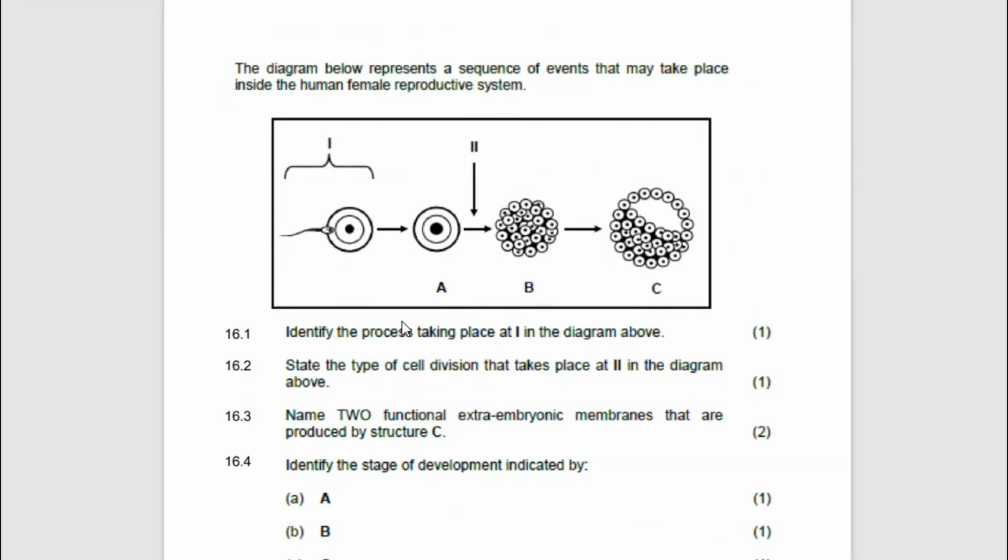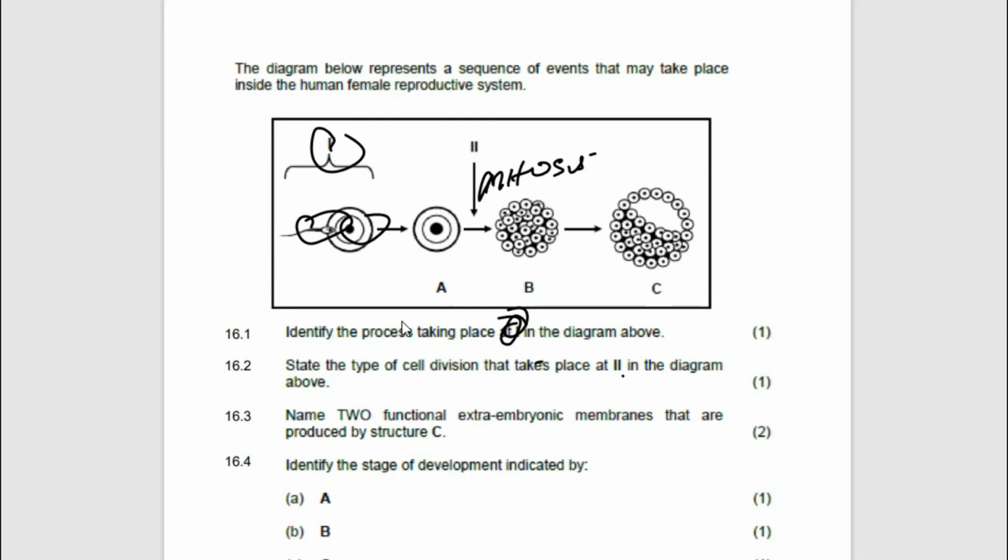Identify the process taking place at two. Where's two? You see? Zygote forms a ball of cells, which you call morula. Diagram one: you see sperm fusing with the ovum. You want to form the zygote. So the process is fertilization.